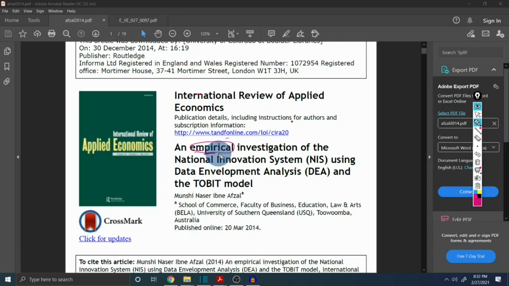It is just the empirical study, whether it is quantitative or qualitative. So I mention it specifically, this is an empirical investigation. Then what type of domain am I working on? The National Innovation System is my domain, so I mentioned that in a very specific way. And then I said I use data envelopment analysis, this methodology, and this is a very interesting and cutting edge methodology during that time when I published my article in 2012.